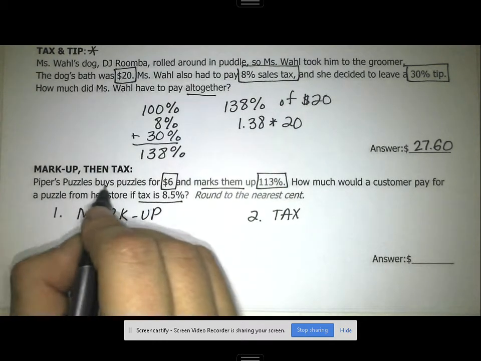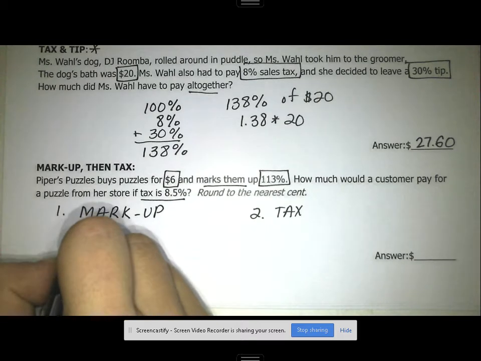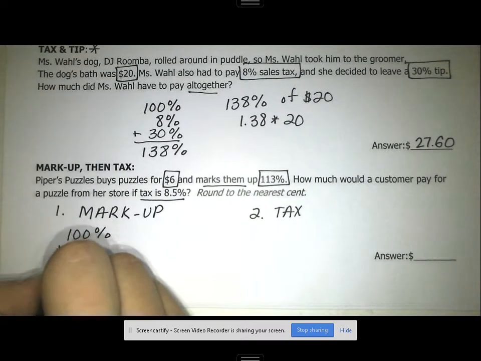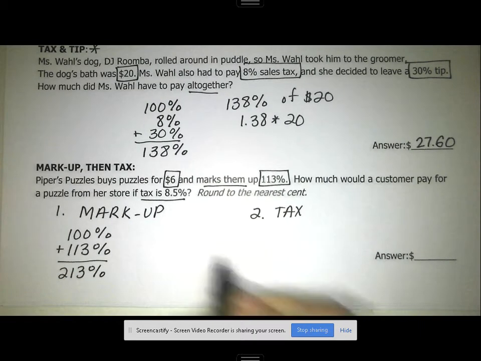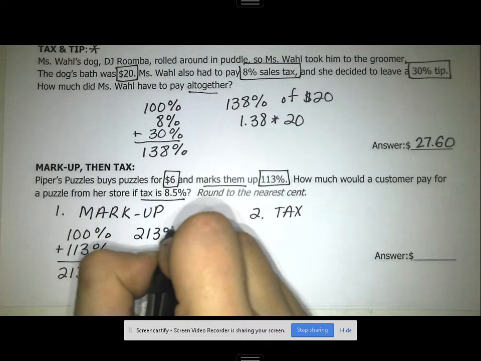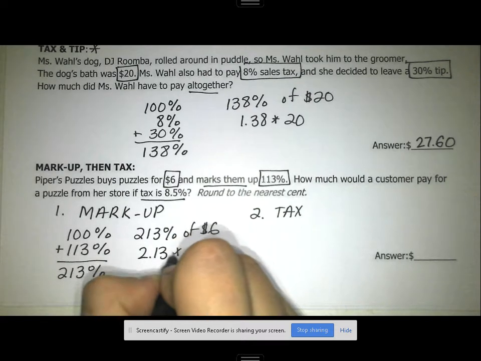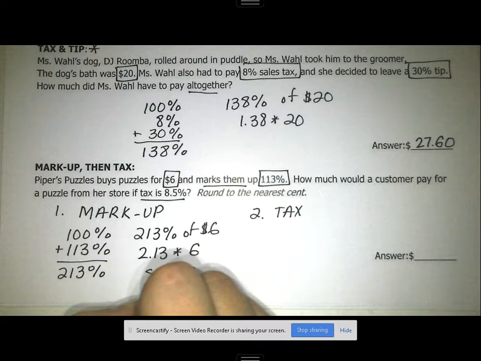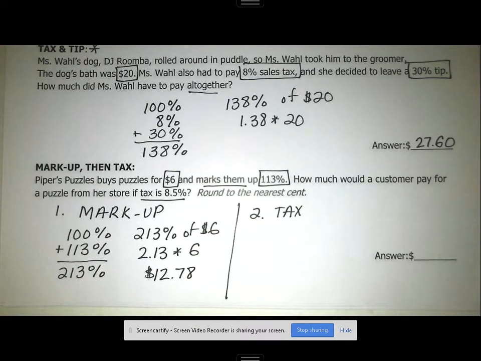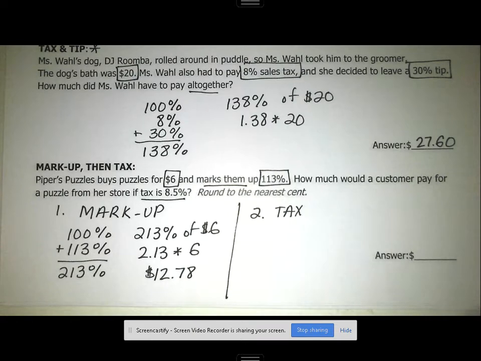So Piper's Puzzles buy puzzles for $6 and then marks them up 113%. So customers have to pay 100% of the wholesale price and 113% extra. So customers have to pay 213% of the price. So customers pay 213% of the $6, which is 2.13 times 6, which is $12.78. Now, when the customer comes in, they never see that the puzzle was $6. They see that the puzzle is $12.78.